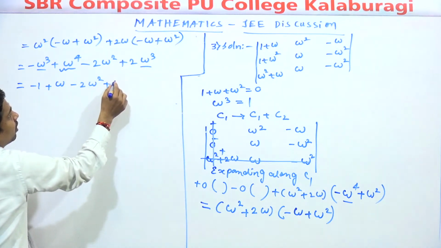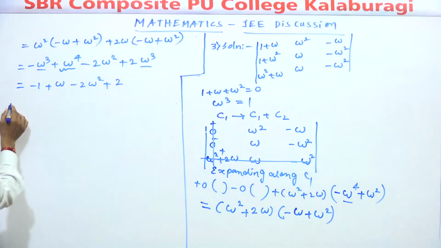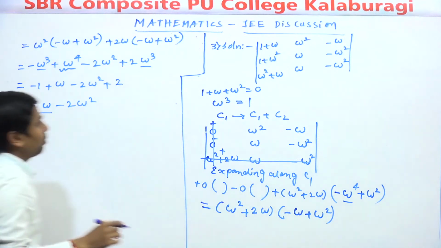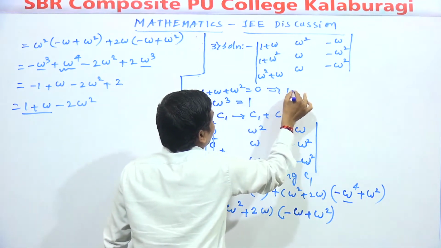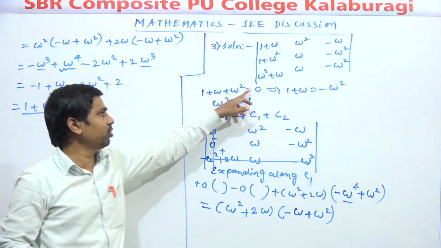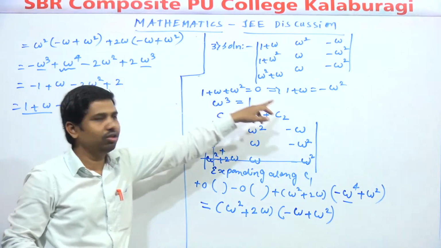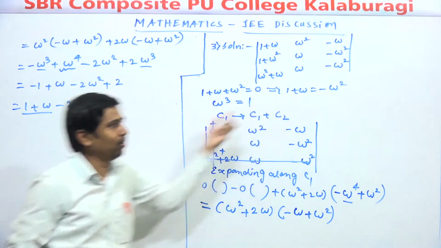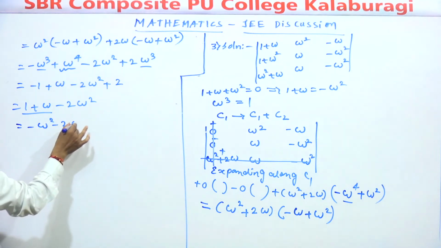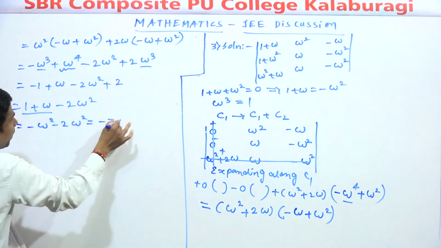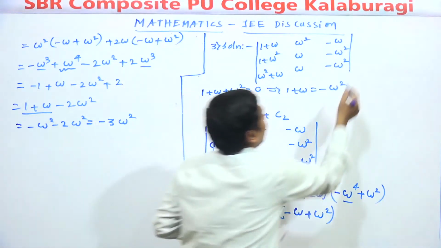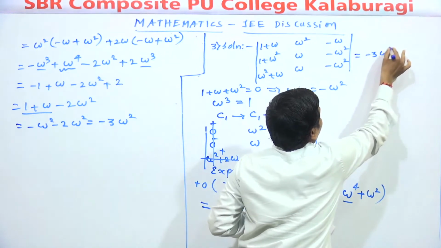2 ones, it is 2. 2 minus 1 is equal to 1. So 1 plus omega minus 2 omega square. What is 1 plus omega? 1 plus omega square is 0, so 1 plus omega equals minus omega square. This result I'll use here. 1 plus omega is minus omega square, minus 2 omega square is what? Minus 3 omega square. So the value is minus 3 omega square.